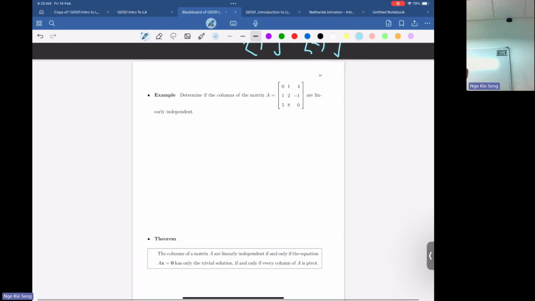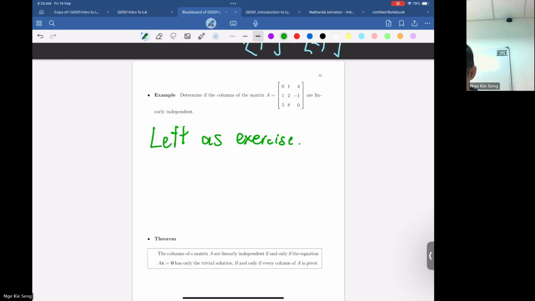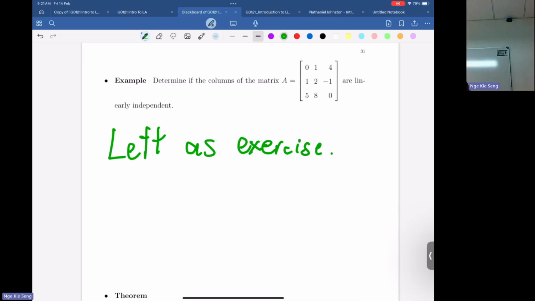And this part I left as an exercise. Maybe we can discuss quickly verbally how to do this. If you want to show that the columns of A are linearly independent, you split your matrix into column vectors and row reduce it. If you row reduce it, you are solving for C1, C2, and C3.